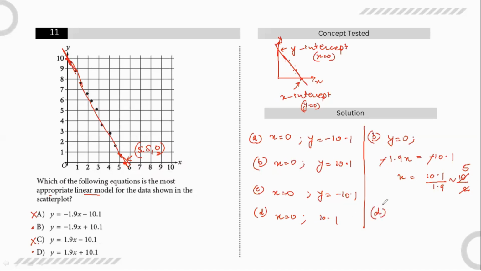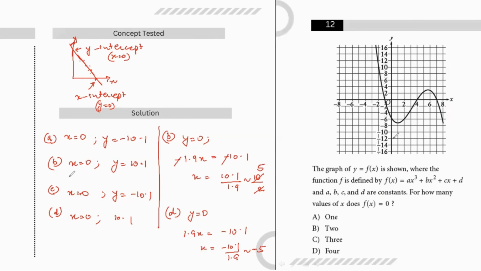Let's try eliminating D as well. y is equal to 0. If y is 0, then 1.9x is equal to minus 10.1. x can't be negative any time, right? It comes out to be negative 5. It is not the positive slope, it is a negative slope. So option D gets cancelled out. We are left with option B. That will be the answer to the question.